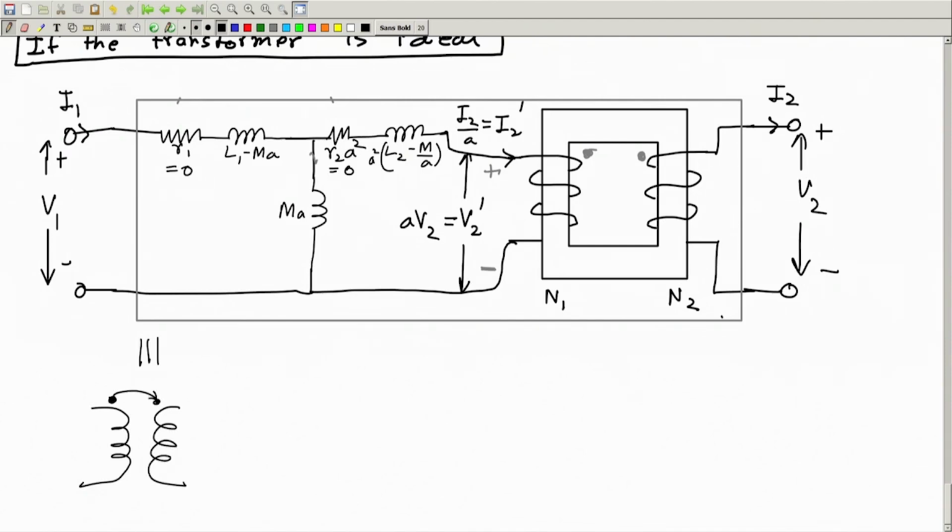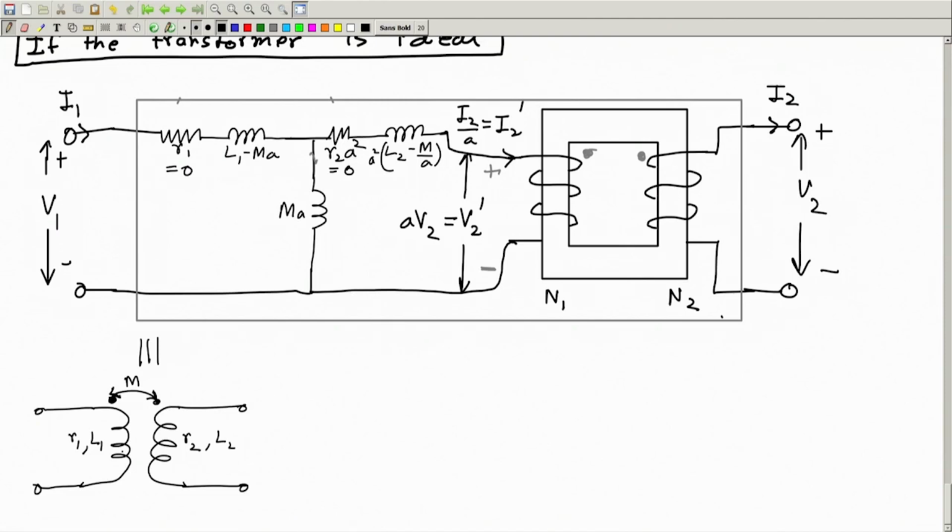Dot, M. So this is the mutual inductance. This side I have R1, L1 self inductance, R2 resistance, L2 self inductance. So this is actually the equivalent circuit of this.